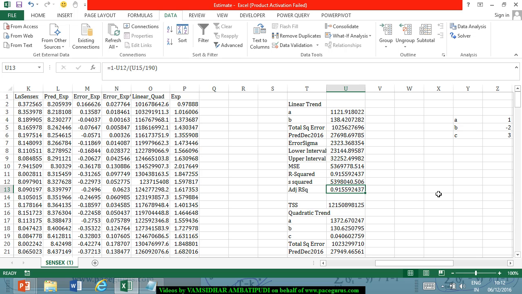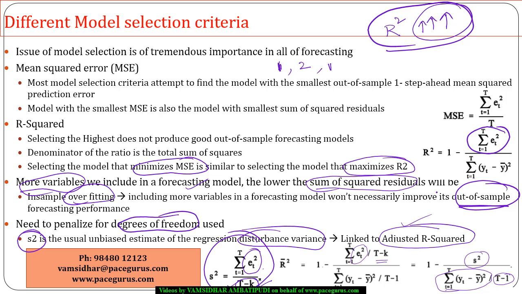And we have a few more criteria also to check. But this is the situation as of now between the linear and the quadratic trends, using S squared and adjusted R squared as the measures.